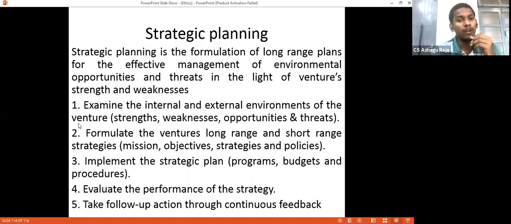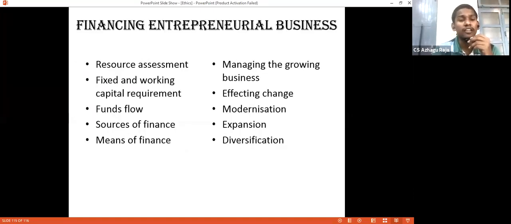So what are the steps involved in strategic planning? Examining the internal and external environments of the venture, that is SWOT analysis. Formulate the venture's long-range and short-range strategy, that is mission, objectives, strategies and policies, in which employees will work towards the achievement of the organization's goal. Implementation of the same through programs, budgets and procedures. Evaluate the performance of the strategy. So evaluate the strategy after implementation, and after evaluation, take corrective steps if there is any deviation.